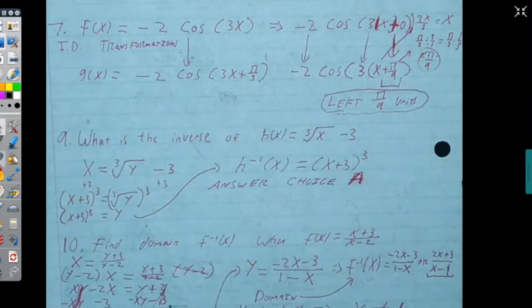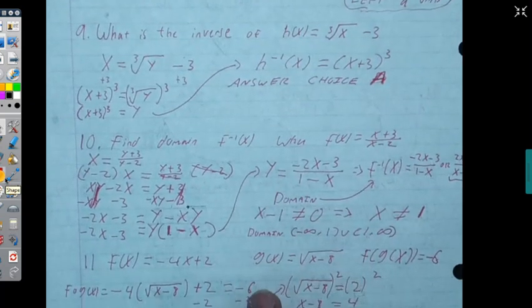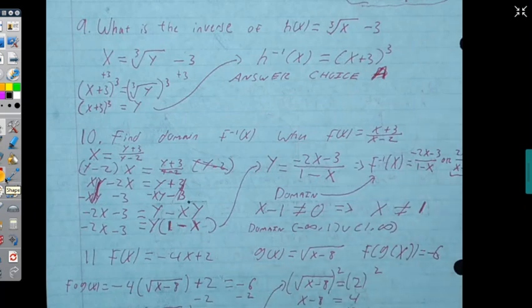Okay. Number 9. What is the inverse of h of x is equal to the cube root of x minus 3? So I need to find the cube root of x minus 3. What do I do with an inverse problem? What do I first switch? X and y. So if h of x is equal to the cube root of x minus 3, I now make x equal to the cube root of y minus 3. And then I need to isolate y.